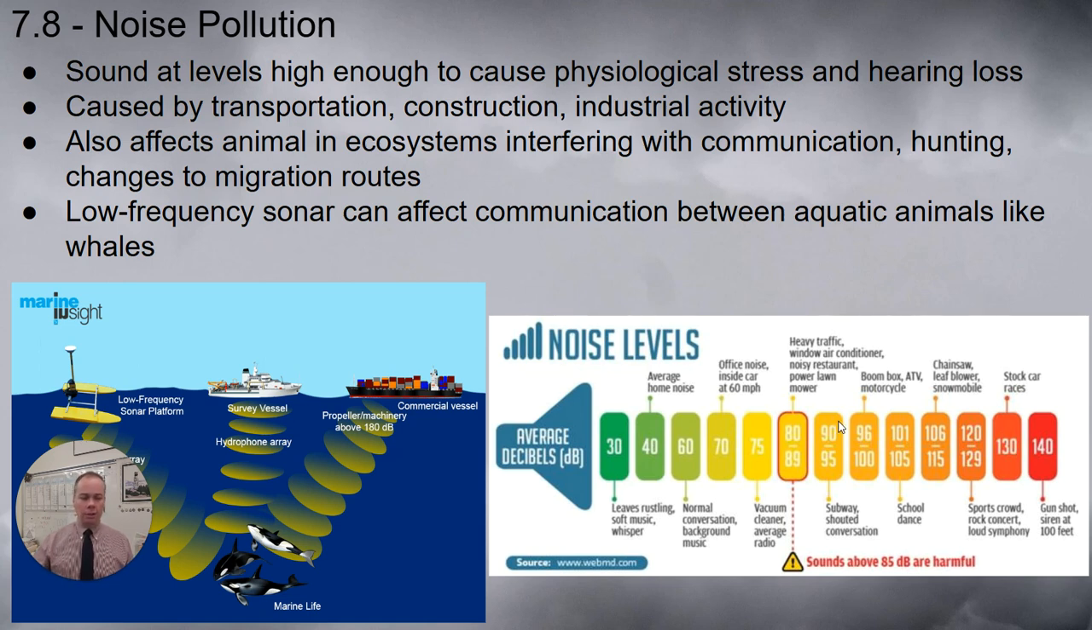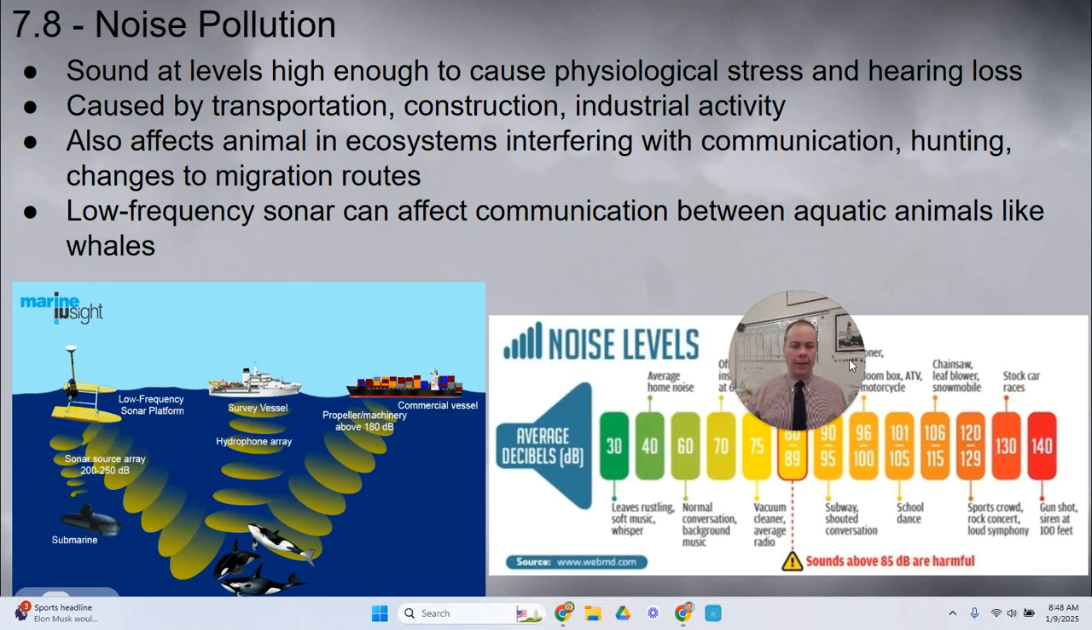So this diagram at the bottom shows different examples comparing the noises. If you were in the subway, for example, which is pretty loud, we're looking at a noise level of about 90 to 95 decibels. Sounds above 85 decibels are considered harmful, and the longer the exposure, the more harmful. So you can see mechanical equipment like chainsaws and leaf blowers are up here in the 110 range, or gunshots or sports crowd concerts can be 120, 130 even. So the level of noise is important.